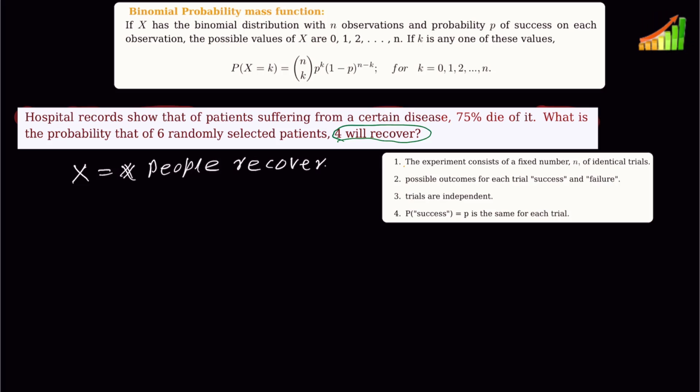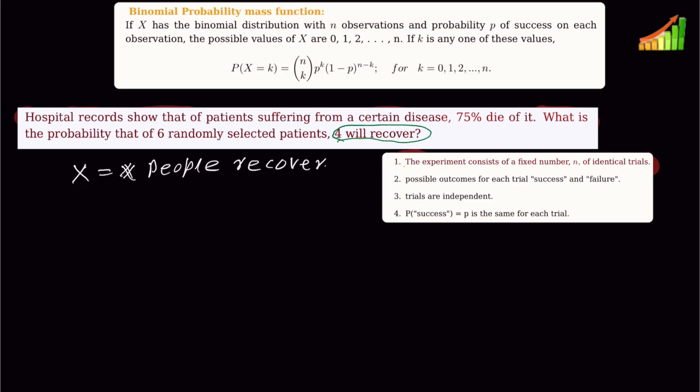Then I need to identify the distribution of X. What is the distribution of X? Here we see there are two outcomes. What are those? Recover or die. So it might be a binomial distribution. To make sure it is binomial, we need to check the four conditions. What is the first condition? The experiment consists of a fixed number n of identical trials.